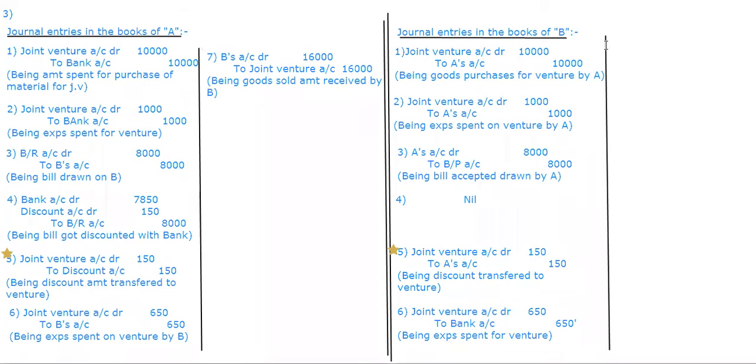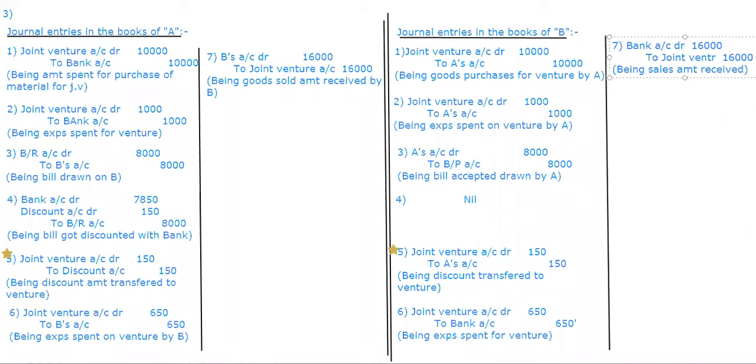So what we are going to write here? Seventh entry will be, someone take a screenshot, please. Bank account debit 16,000 to joint venture 16,000. Being sales amount received. That's it. Okay, done.